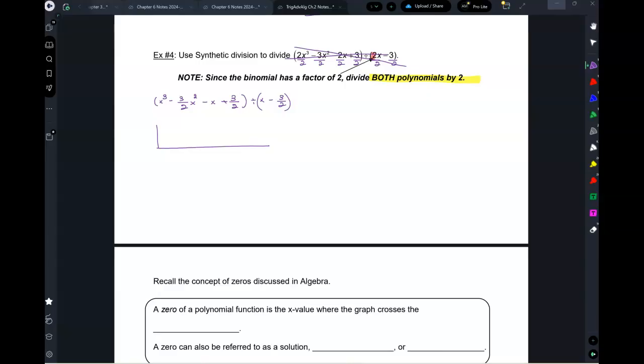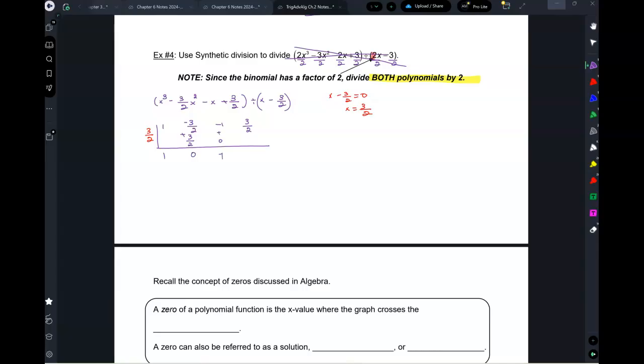Exponents 3, 2, 1, 0, all there. Coefficients: 1, negative 3/2, negative 1, positive 3/2. Here, x minus 3/2 equal to 0, so x is 3/2. Okay, fabulous. 1 comes down. Multiply. Add. And I get 0. Multiply by the red number, you get 0.